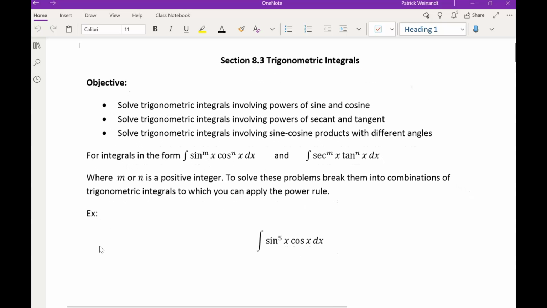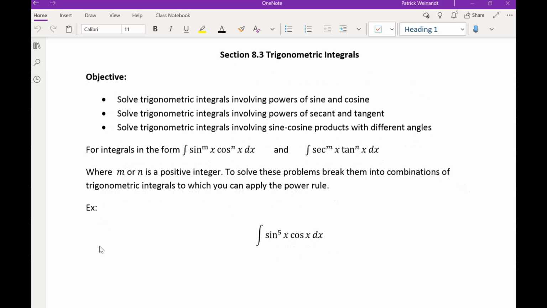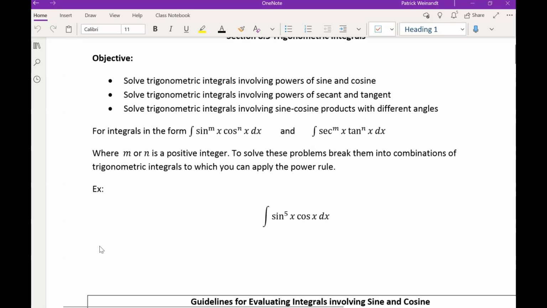So for integrals in these forms, where we have sine to some power m of x, cosine to some power n of x dx, and secant to some power m of x, tangent to some power n of x dx, where m or n is a positive integer, we can solve these problems by breaking them into combinations of trigonometric integrals to which we can apply the power rule.